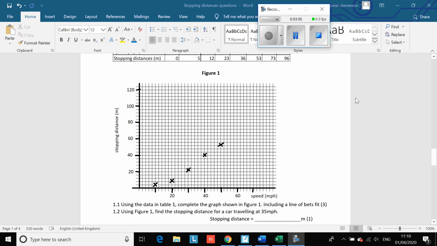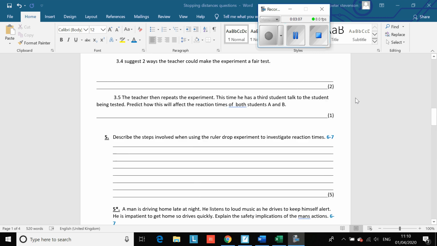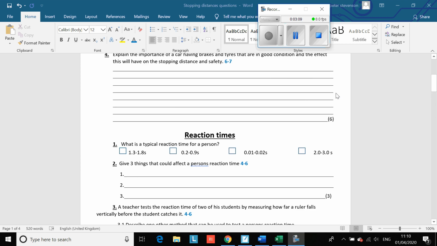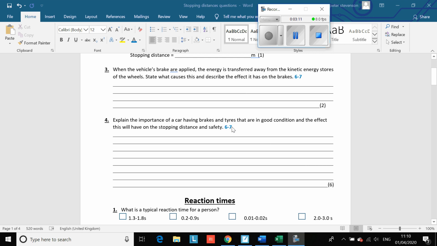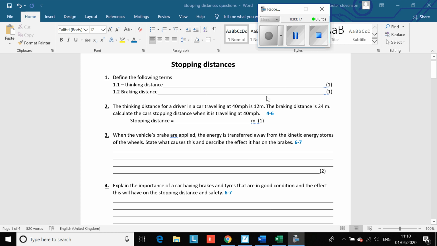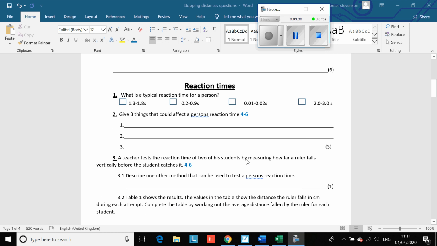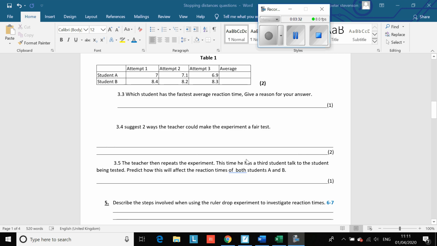Just a couple of things. Firstly, in blue, it tells you the level of the question. So this would be, for example, level 6 to 7 questions. That's quite hard. Whereas this one, maybe only level 4 to 6 questions, should be fairly straightforward, fairly easy to answer. The number of lines gives you an idea of how much you should be writing for each question. So that is all there for you.